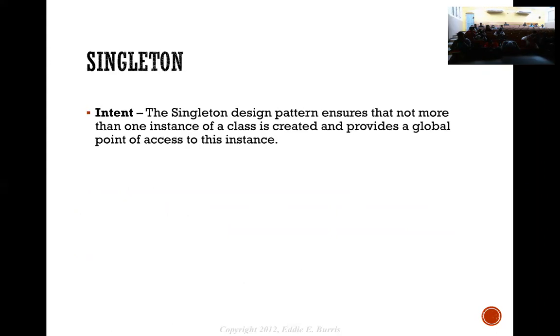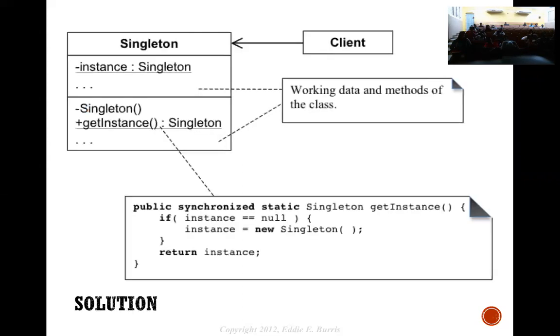The singleton design pattern is very simple. The singleton design pattern ensures that not more than one instance of a class is created and provides a global point of access to this instance. So let us look at it. You have a client that has a particular object, and in this case we call the class singleton. You don't have to name it singleton.